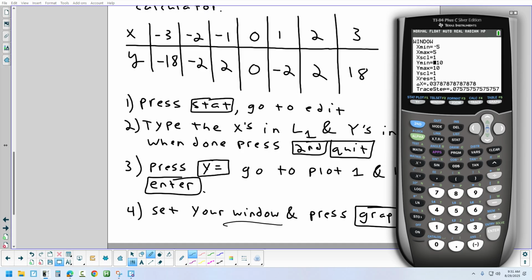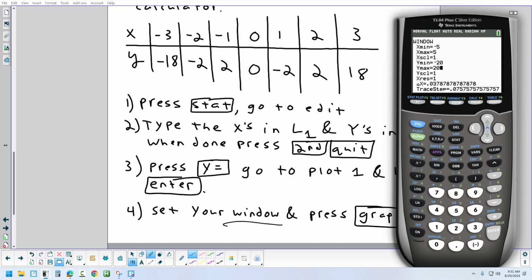How about the smallest y value? We went lower than -10. That's no good. Yeah, -18. So let's do -20, and the biggest one was +20. Okay. Does everybody have that typed in for the window?